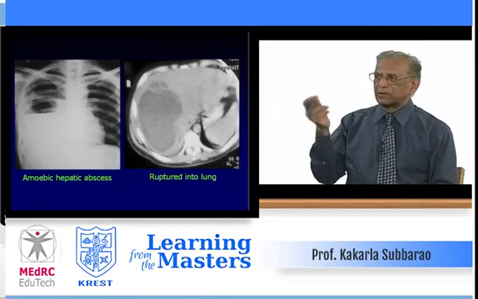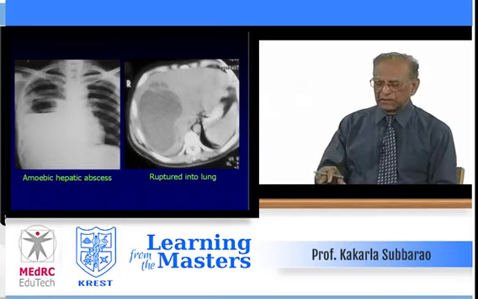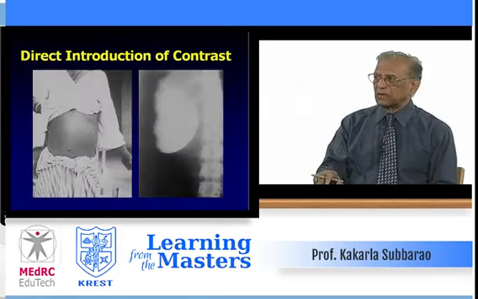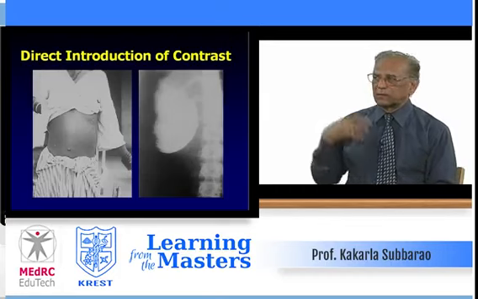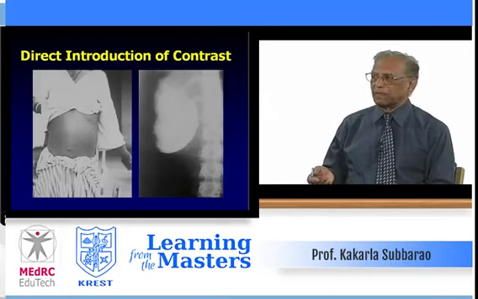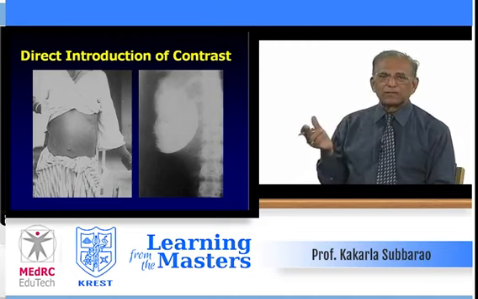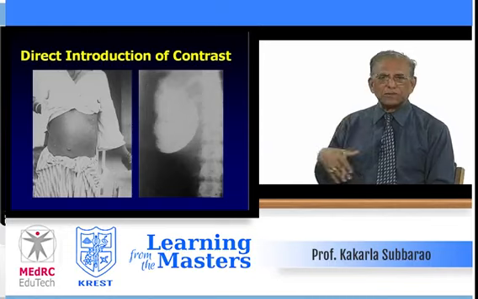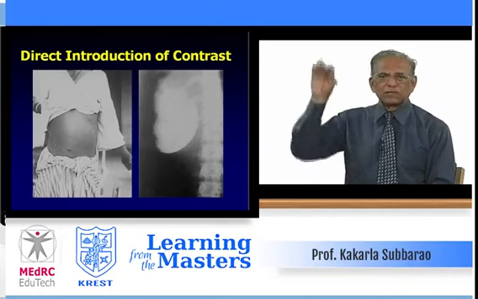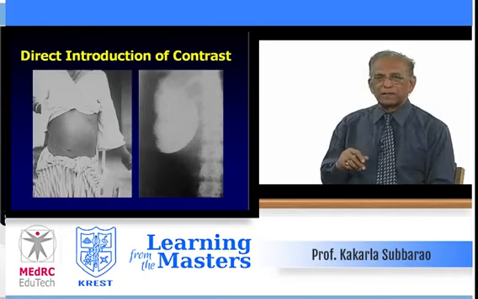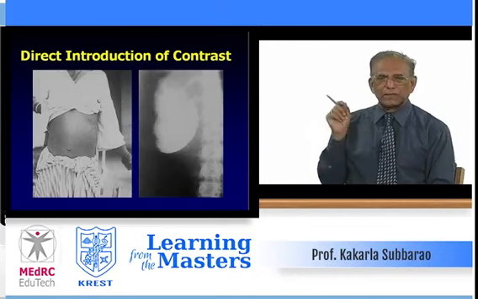Hepatic abscess on the left side has ruptured into the lung. Clinical picture on your left, the mass in the epigastrium. And also remember, in those days there was no ultrasonography or CT. On plain films there is a huge enlargement of the liver downwards as well as upwards. And then we used to aspirate and inject contrast medium.